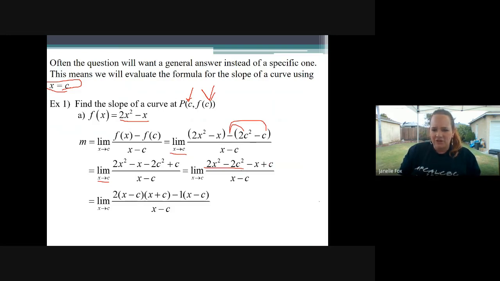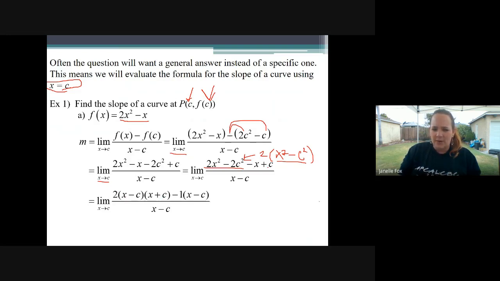Okay. If I take out a 2, I'm just going to skip a little bit of a step here. So it's actually a 2, and then an x squared minus a c squared. And then of course you have magical algebraic powers, and so you know that this guy right here is a difference of squares. So this becomes the limit as x approaches c of 2 times x minus c times x plus c.